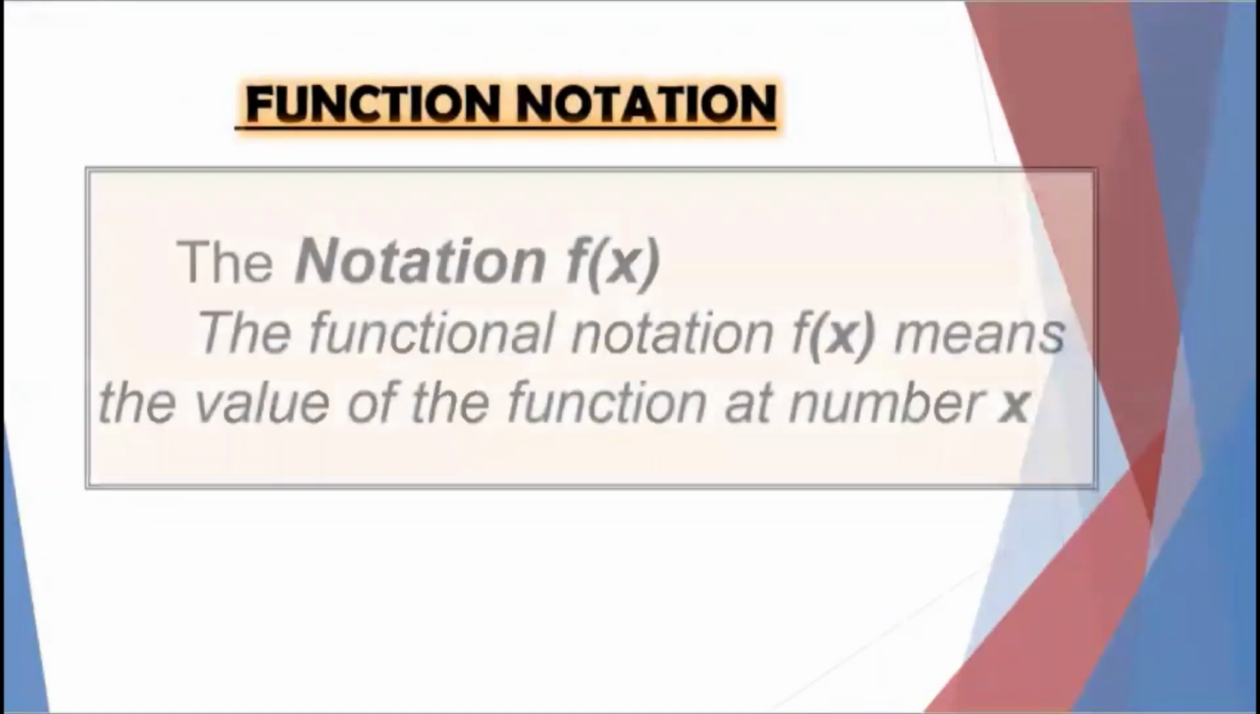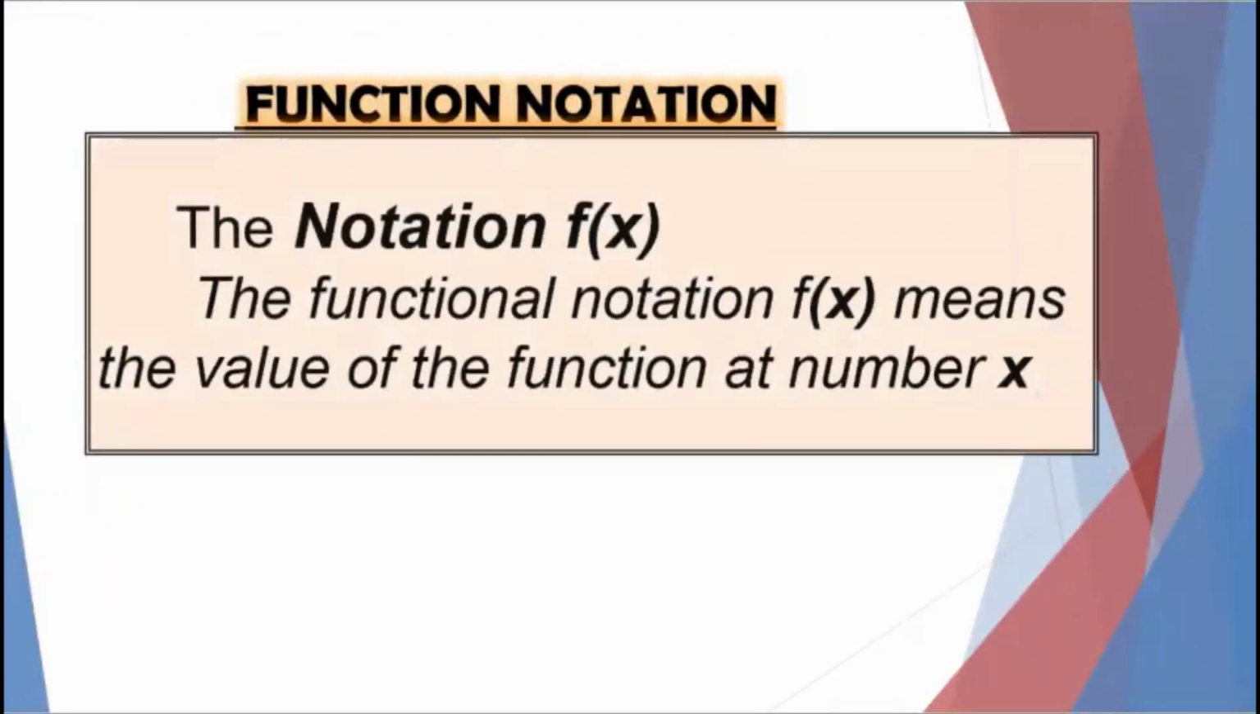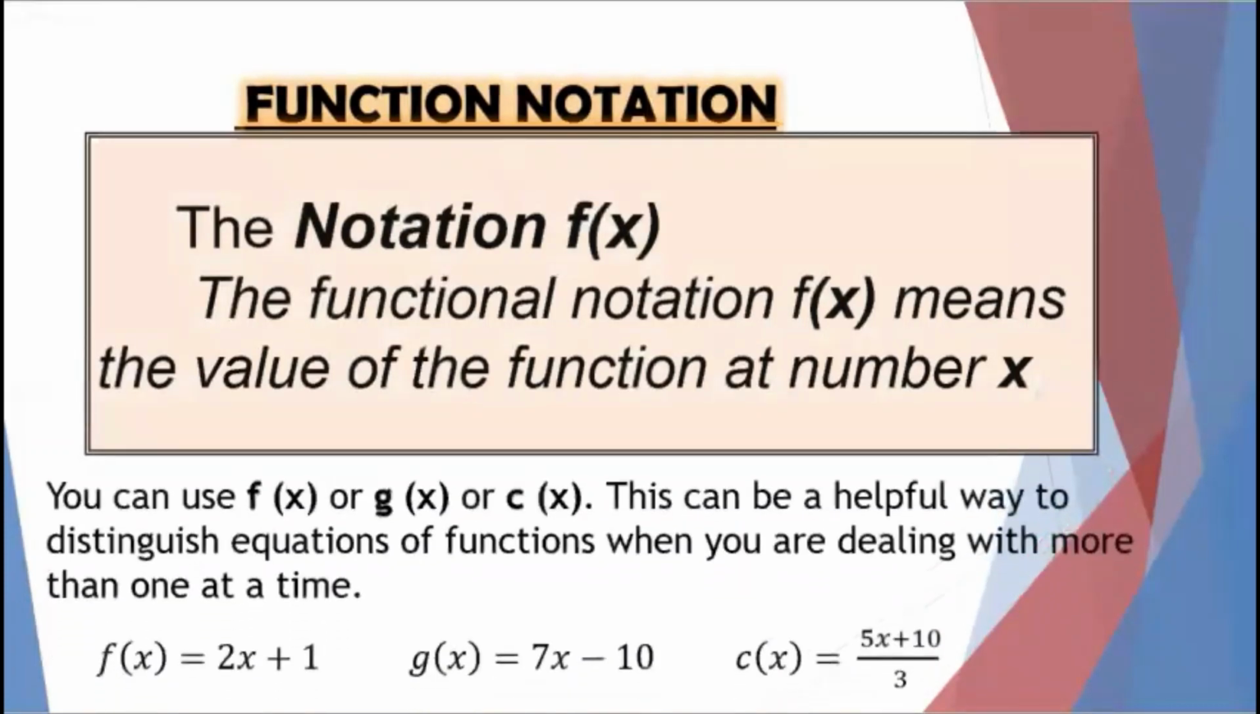Function notation is defined as follows: f of x means the value of the function at number x. You can use f of x, g of x, or c of x. This is a helpful way to distinguish equations of functions when you are dealing with more than one at a time. We have here three examples: f of x equals 2x plus 1, g of x equals 7x minus 10, and c of x equals (5x plus 10) all over 3. Take note that in naming your function, you may use any letter, whether capital or not.